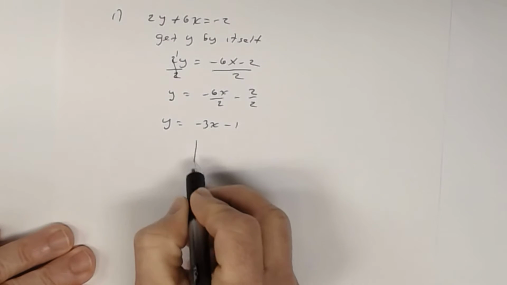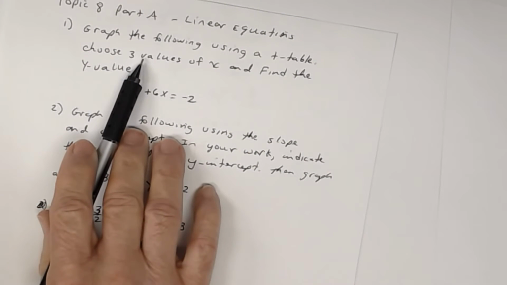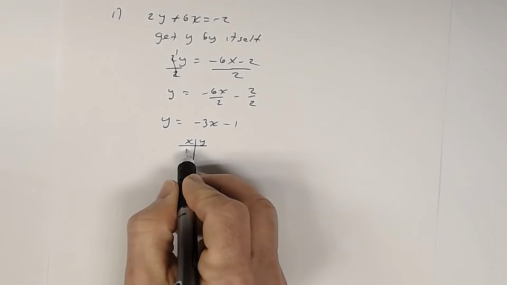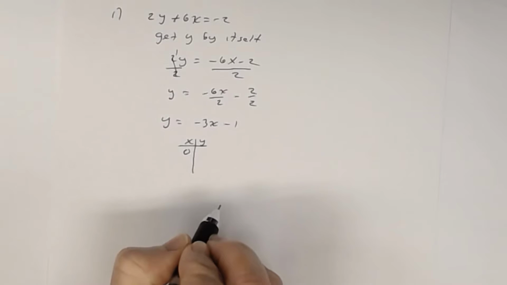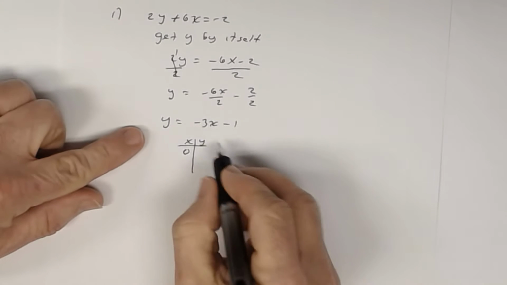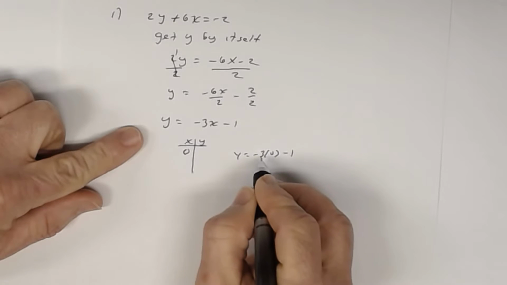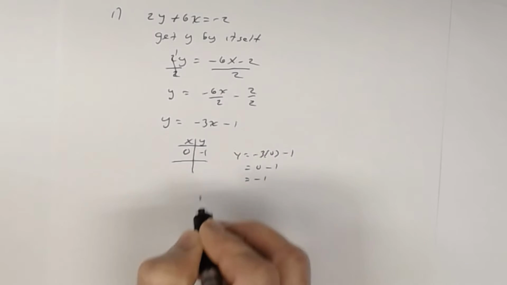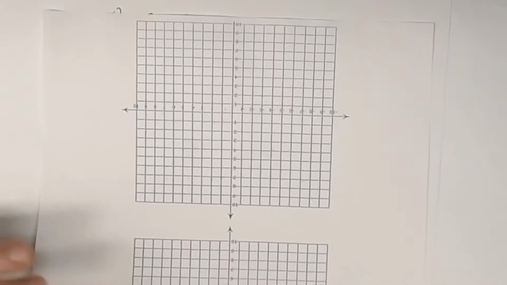So what you're going to do now is a t-table, and it said choose three values for x and find the y value. I would always let x be 0. 0 is always a nice number to use. So if I let x be 0, I get y equals negative 3 times 0 minus 1, and negative 3 times 0 is 0. 0 minus 1 is negative 1. So I have the point 0, negative 1. So we're going to go ahead and plot the point 0, negative 1.